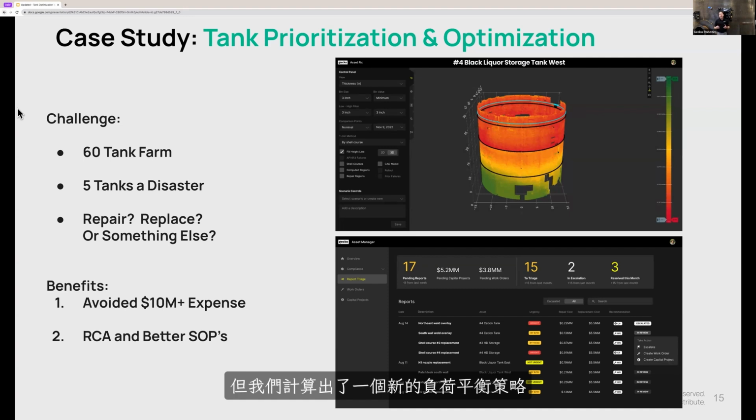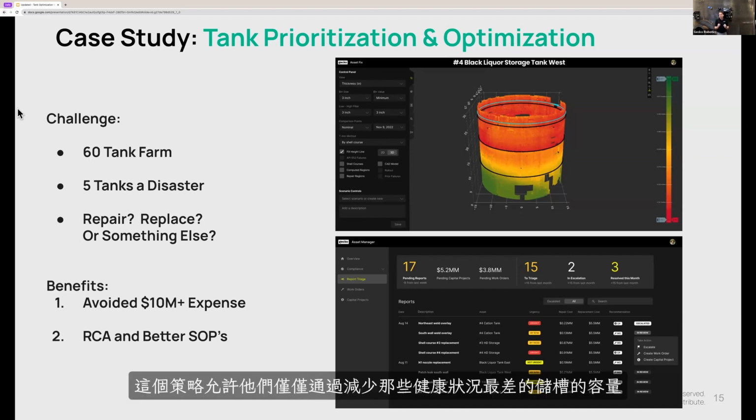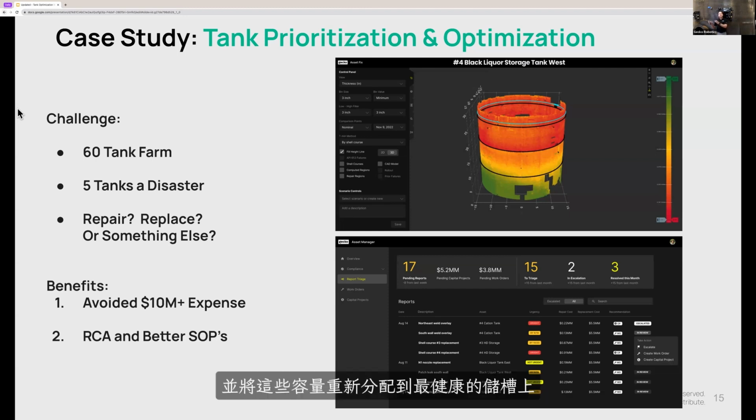But we calculated a new load balance. Now, that may be a new term, but it's an important one. A load balance strategy that allowed them to simply reduce the volume in those least healthy tanks and reallocate that volume over to the tanks that were healthiest. Now, it seems simple when we think about it on paper, but the analytics and the comprehensive health data that goes into shifting that load intelligently across the farm is really quite extraordinary.